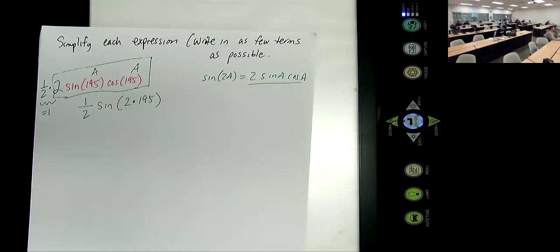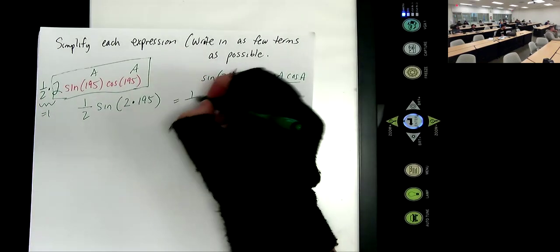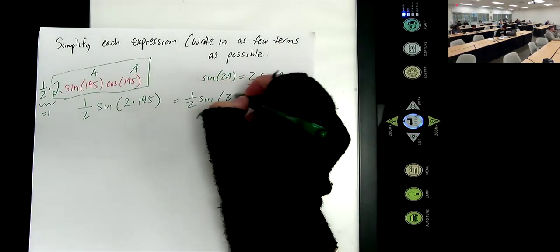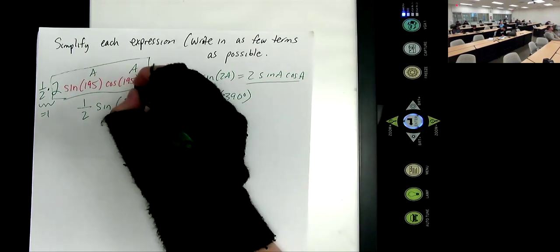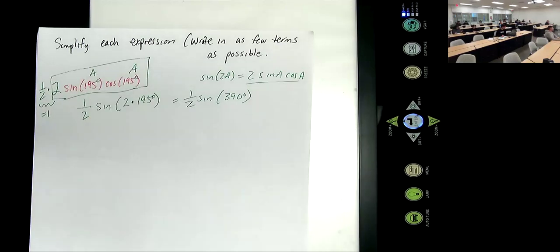Where is 195 doubled? 390? I think it's 390. It's 240? Yeah, that's what I was thinking. I did 400 and subtracted 5 twice. So this ends up being 1/2 of sine of 390. I should have degrees in there to make it clear these aren't radians.